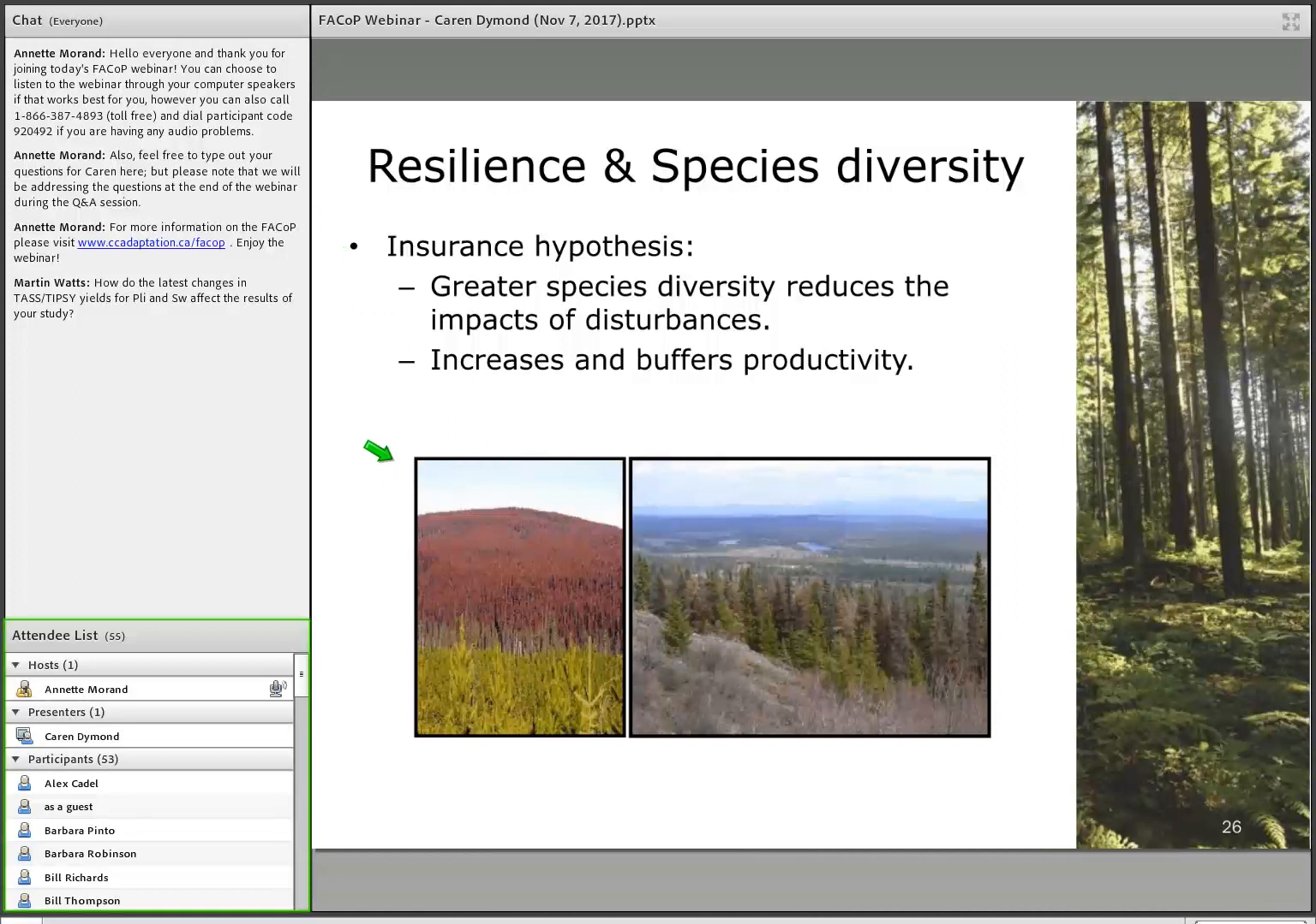In the photos here, we have 2 different stands hit by mountain pine beetle. We want more of the one on the right and less of the one on the left.